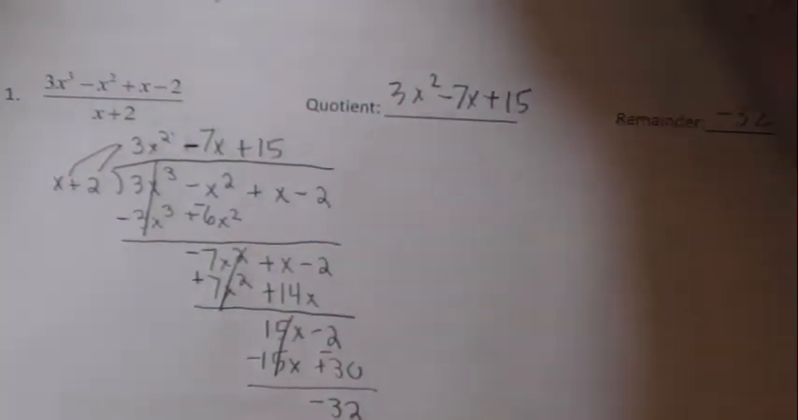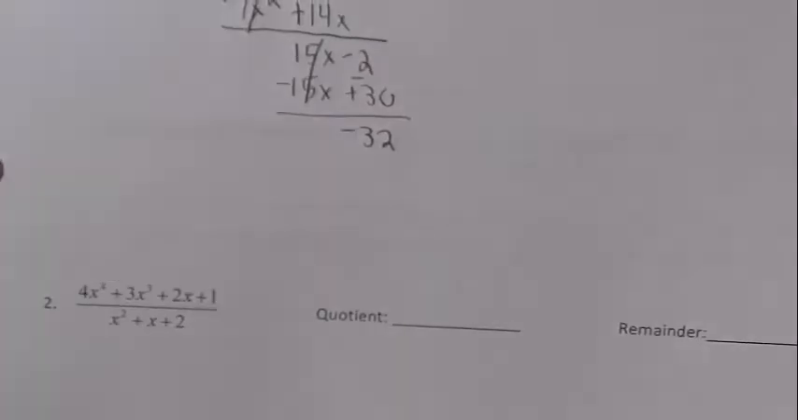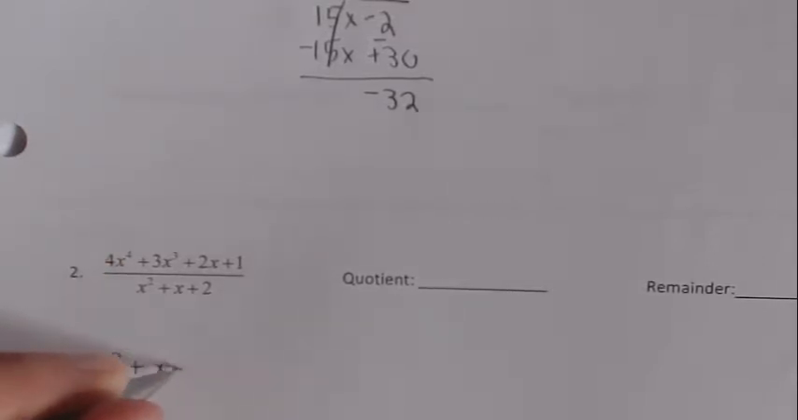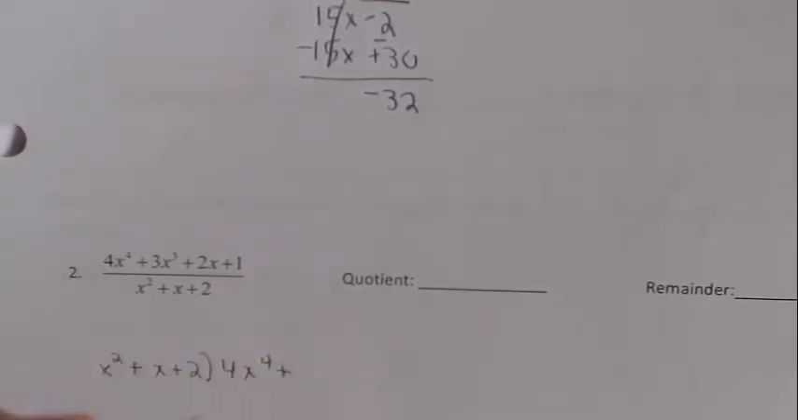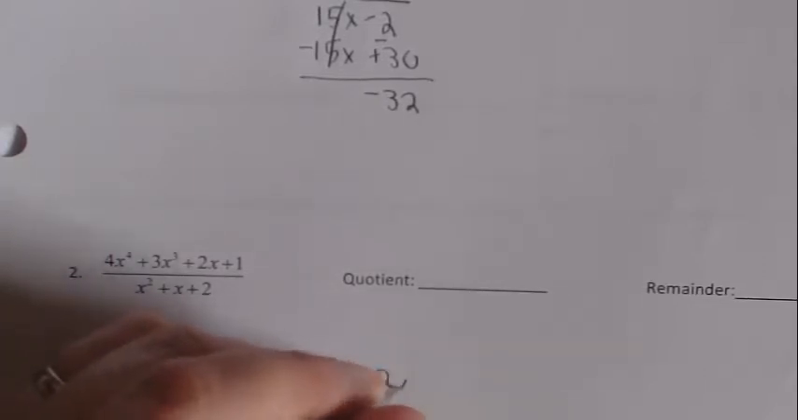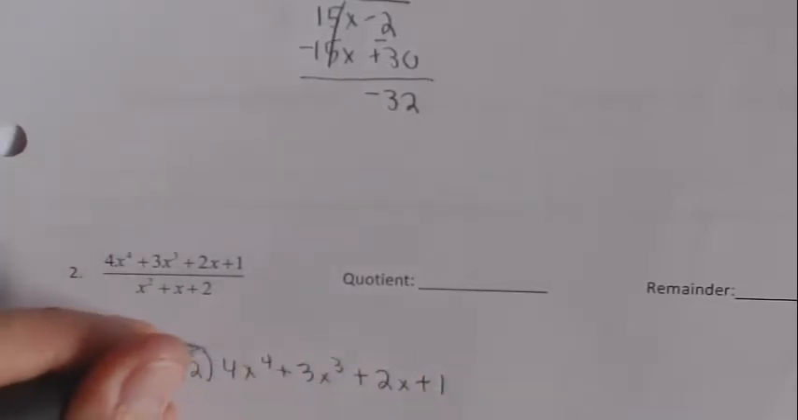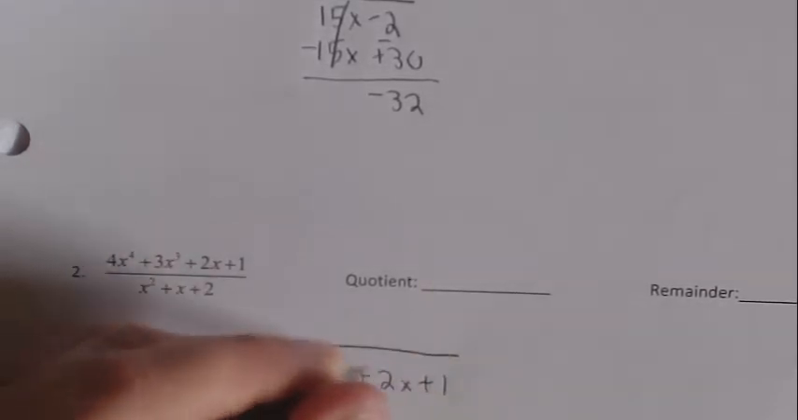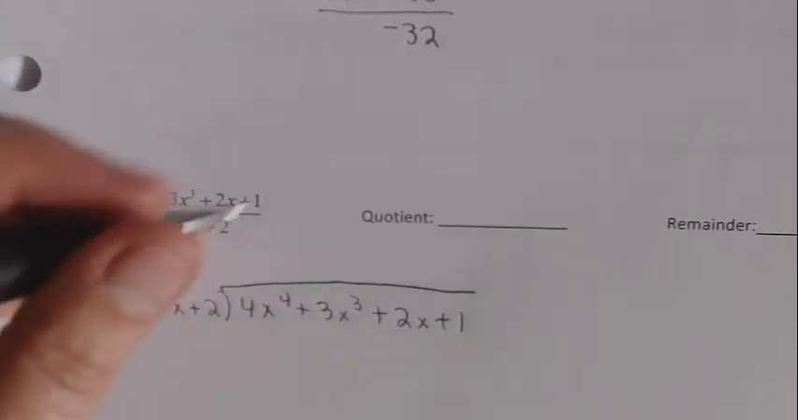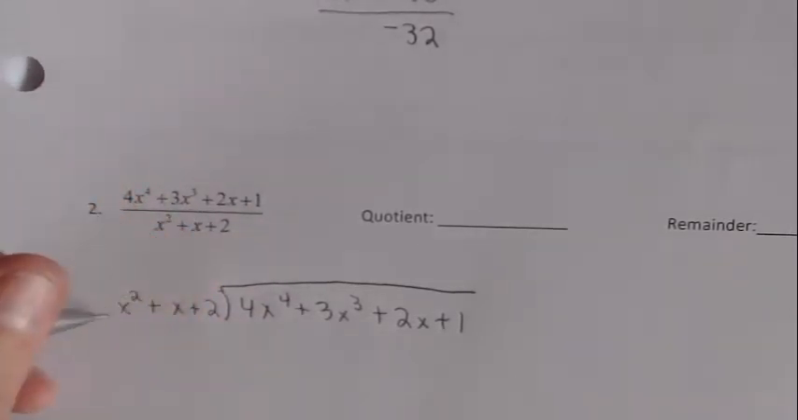Next one, 4x to the 4th plus 3x cubed plus 2x plus 1 divided by that trinomial. So our divisor, x squared plus x plus 2. Our dividend goes underneath the division box. It's in descending order. No terms are missing. Oh, there is a term missing. There's an x squared term missing. So that means you're going to have some unlike terms eventually, so remember not to add.